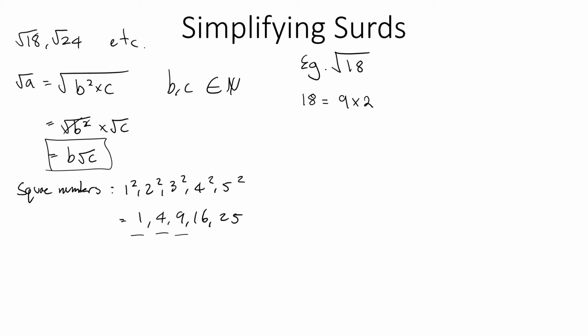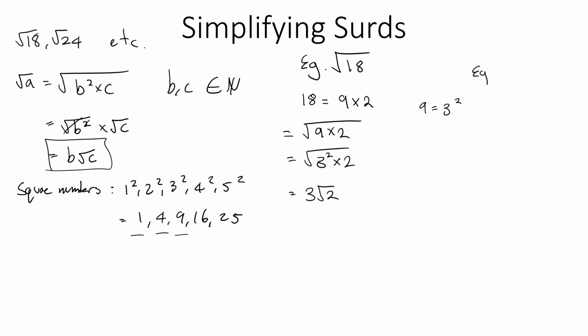Okay, so since 18 is equal to 9 times 2, we can go back to the surd and write square root of 9 times 2. But we also know that 9 is equal to 3 squared. Therefore, we can write that as 3 squared times 2. And as we did in the previous example, we can take the 3 out of the square root and leave the 2 in the square root. And ta-da! We've simplified the square root of 18. Now let's try another example.